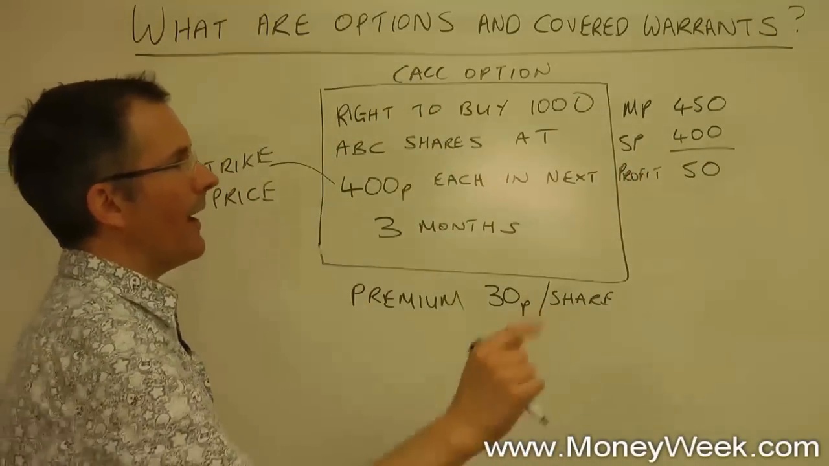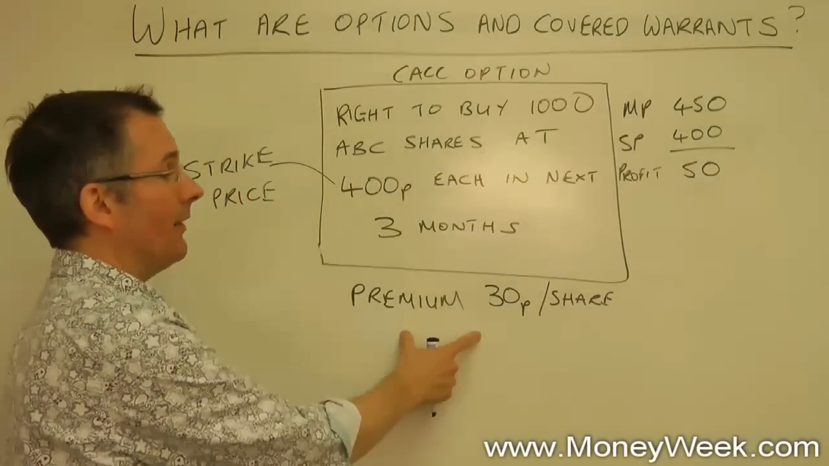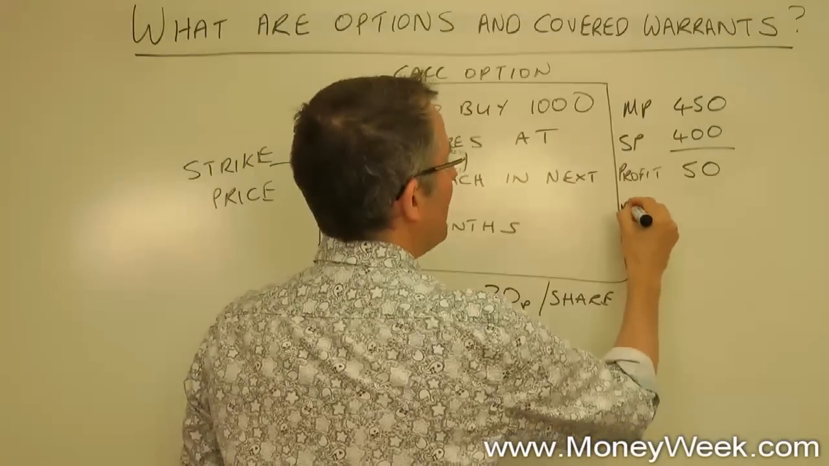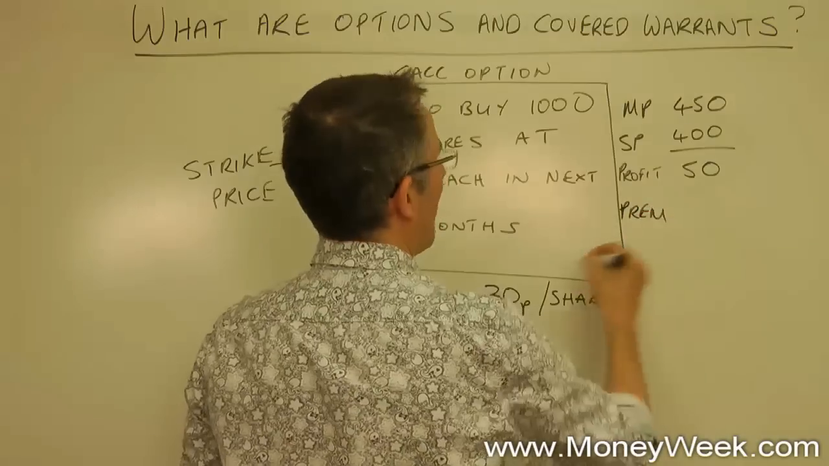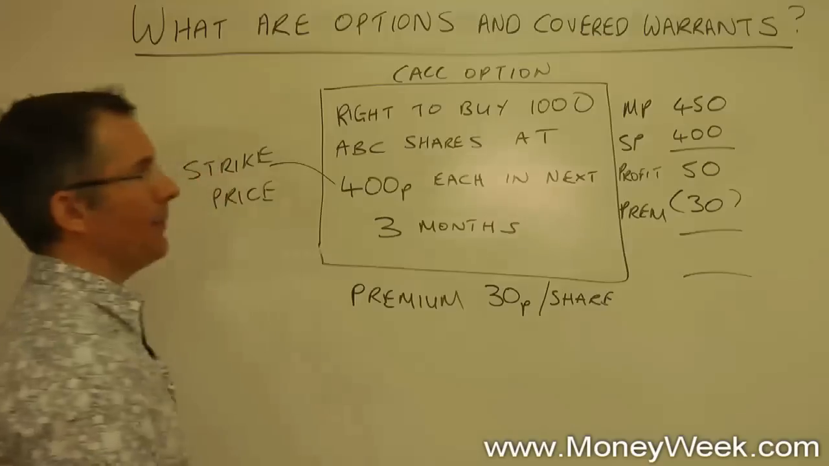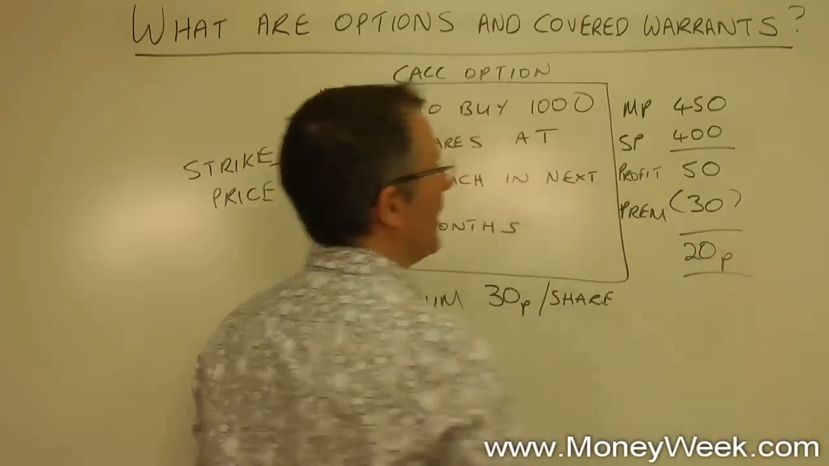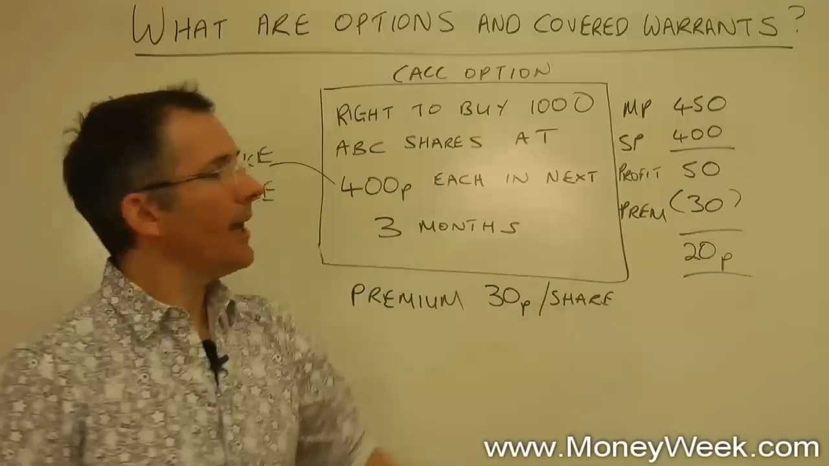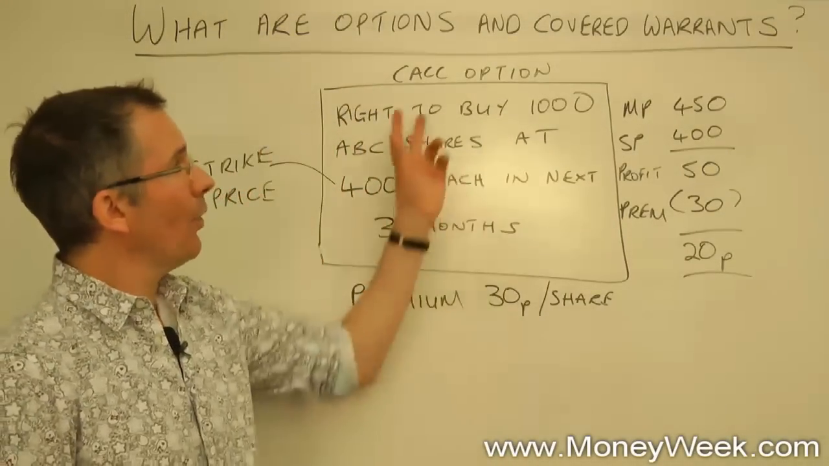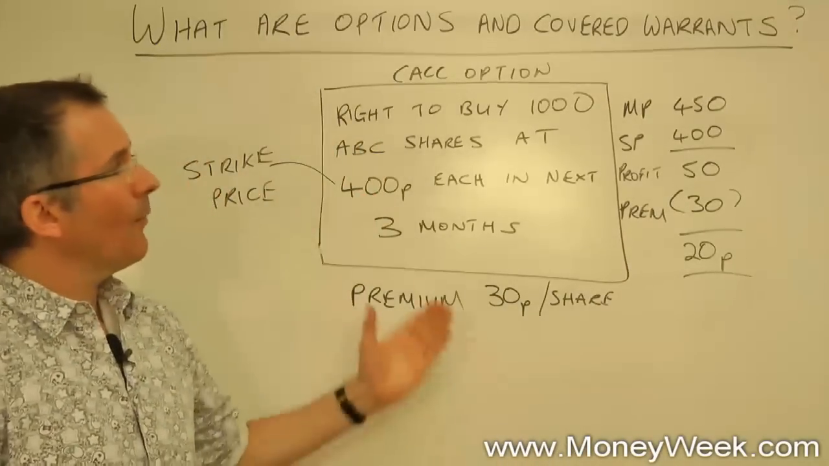But when they're doing their homework on how much money they've made overall, they did pay a premium up front at the start. So if you're going to work out your overall profit, you've got to factor that in. So there's the premium of 30p per share to knock off, because that was paid up front by the person who walked in the room and bought the option. So that still leaves them 20p up. Per share, on 1,000 shares, that's £200. So that's not too bad. So the call option has made money for the person who held it when prices rose.